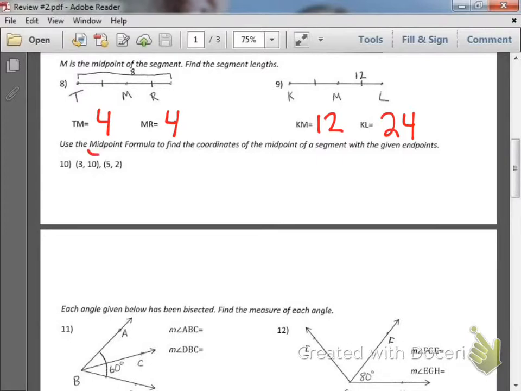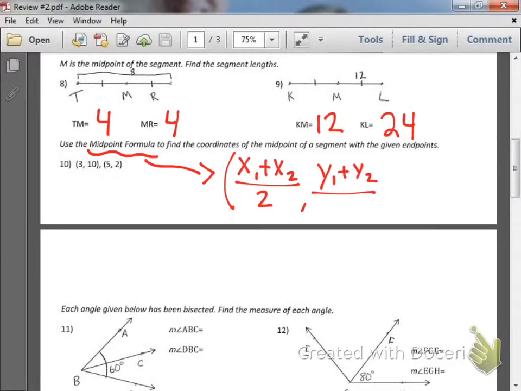Alright, the next section, you're finding the midpoint using the midpoint formula. I would strongly recommend you put the midpoint formula on your note card. For the midpoint formula, we're averaging the x values, so you add the x's together, divide by 2, and you're averaging the y values, so you add the y's together and divide those by 2. It's very helpful if you know what's what. So this is x1, y1, x2, y2.